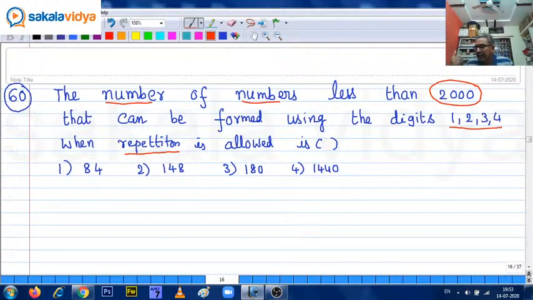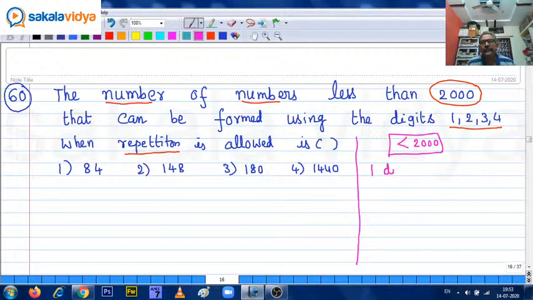So in order to restrict to less than 2000, first we need to find 1-digit numbers when repetition is allowed, 2-digit numbers, 3-digit numbers, and the 4-digit numbers which begin with 1. That's all. So that will be the answer. So let us do it now. We need to find numbers less than 2000. This is an important condition, need to remember.